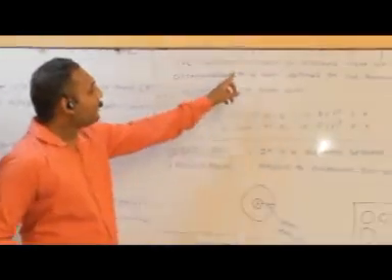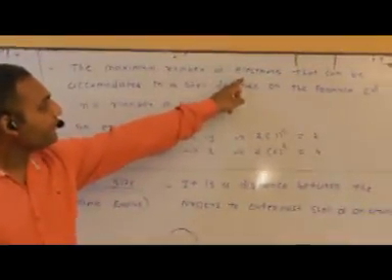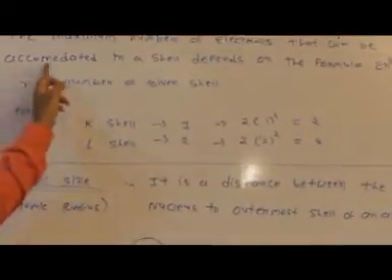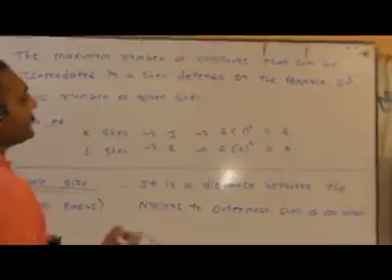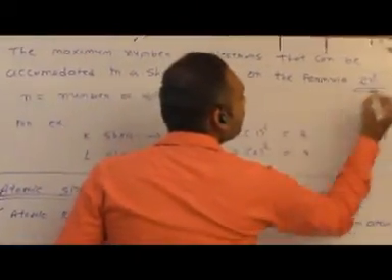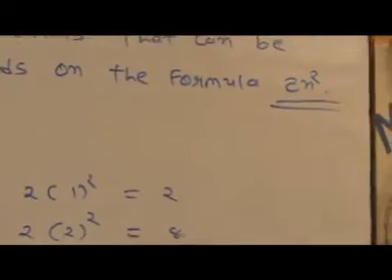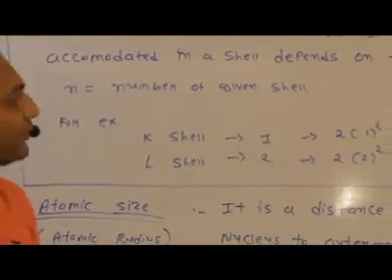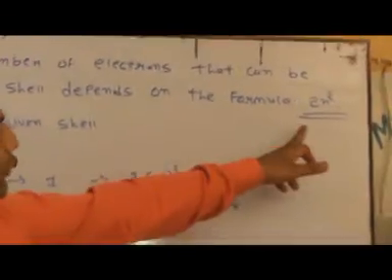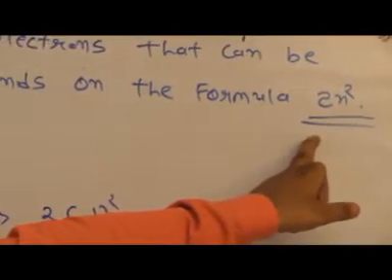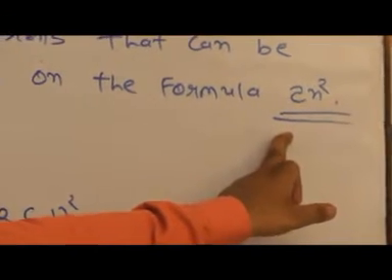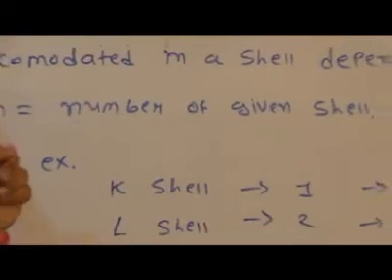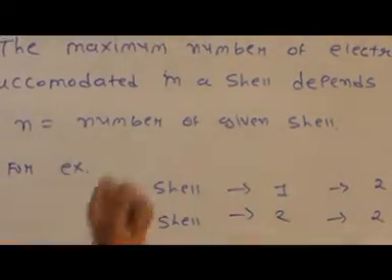The maximum number of electrons that can be accommodated in a shell depends on the formula 2n square. It is important for us. How many electrons are present in a shell? We use this formula 2n square. On the basis of this formula we calculate how many electrons are present in a shell, where n is the number of the given shell.